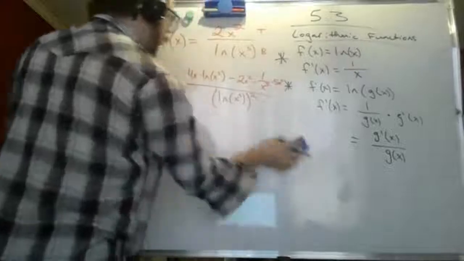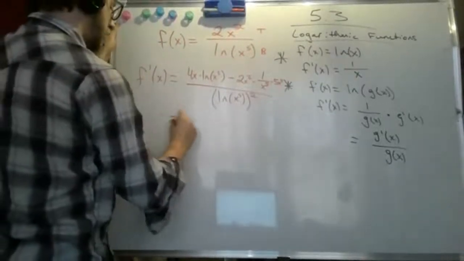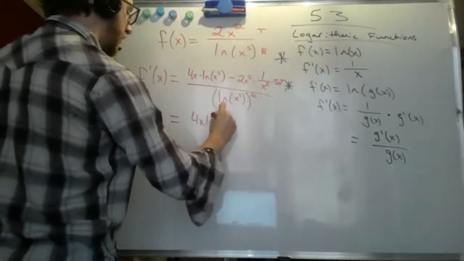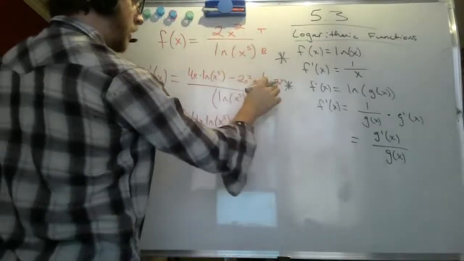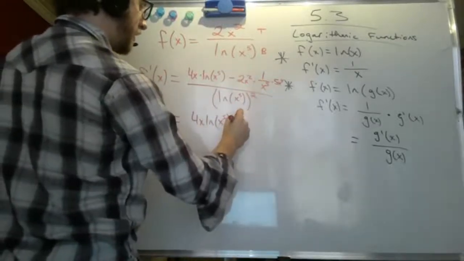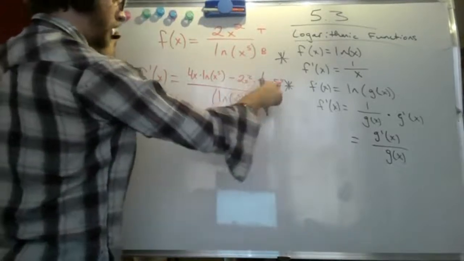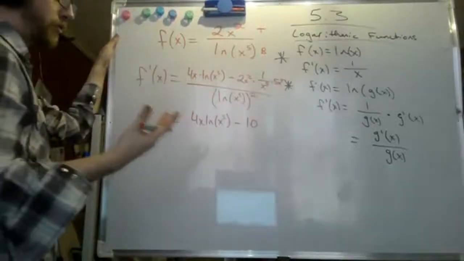So our next step is actually to simplify the numerator some. So we've got 4x natural log of x to the fifth. And then we've got 2 times a 5, that's going to be a 10. So we've got a negative 10. We've got x squared times x to the fourth. So we're going to have x to the sixth in the numerator.